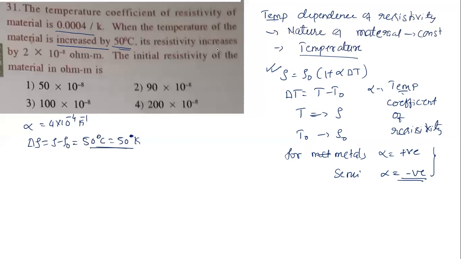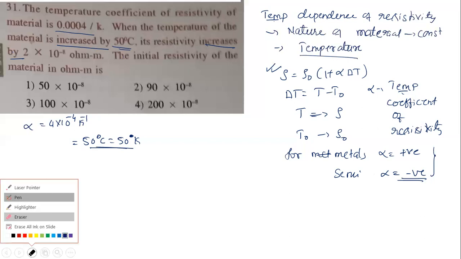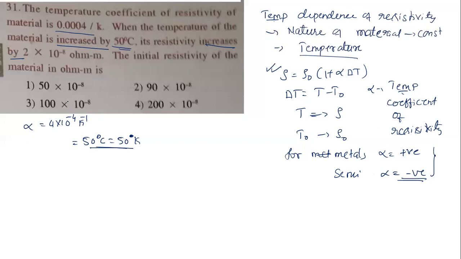I have made a mistake here. This is not resistivity, it is the temperature that increases, right? When the temperature of the material is increased by delta T, that is T minus T naught, then the change in resistivity, rho minus rho naught, is 2 into 10 power minus 8 ohm meter. So we need to find the initial resistivity.